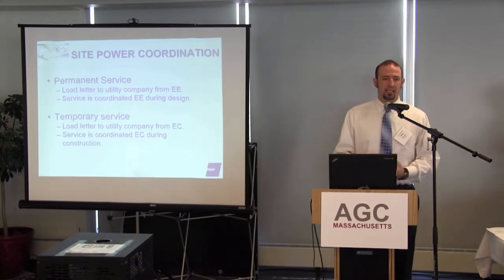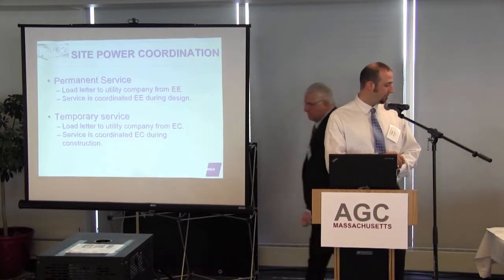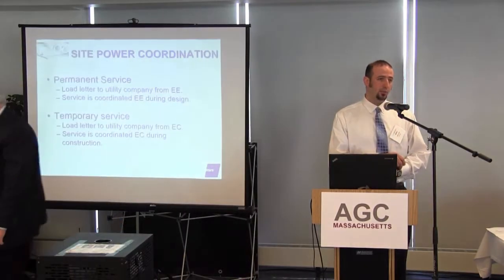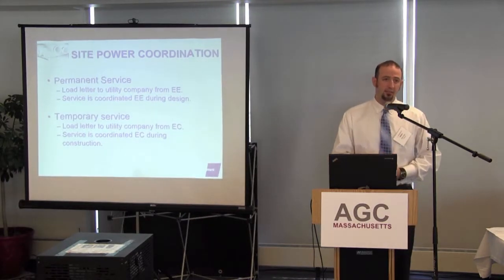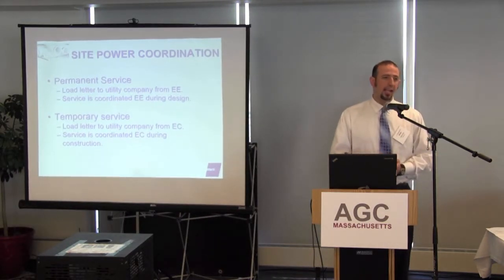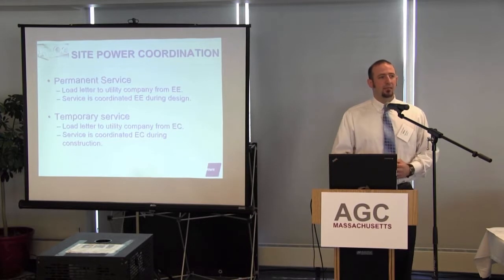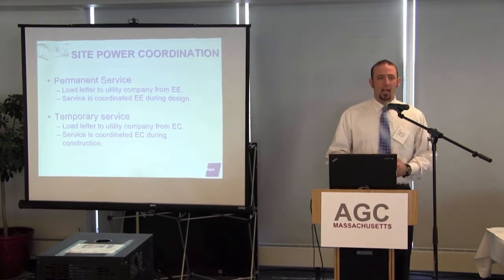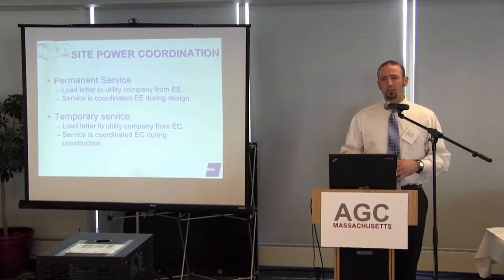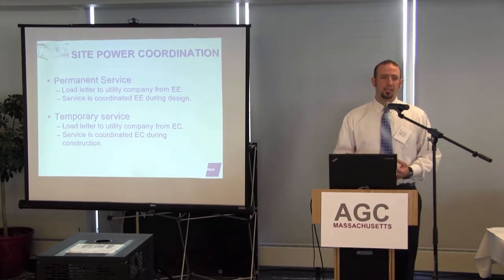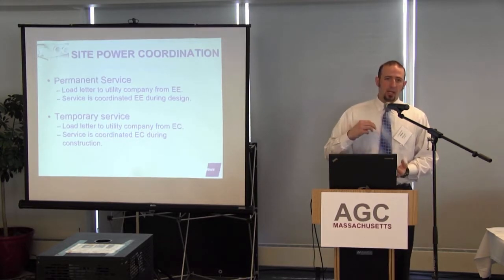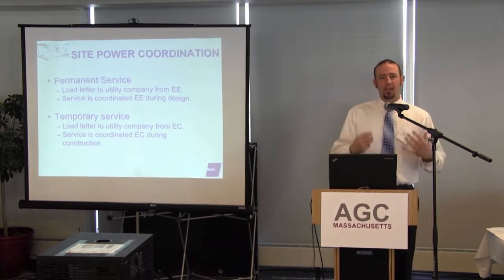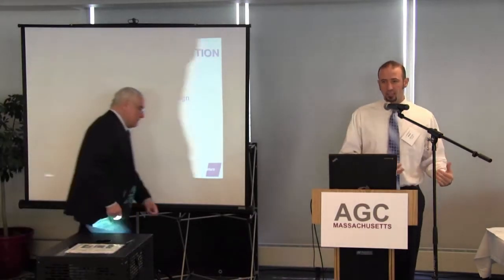What we provide to the utility company is a site plan that you see in E002. We provide them a riser that you see in E201. And that tells them how the building will operate. And we do that in conjunction with something called a load letter. A load letter tells them how much capacity is being drawn from their transformers or from their utility lines.